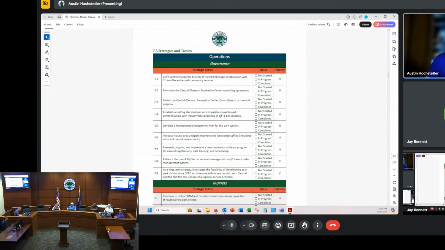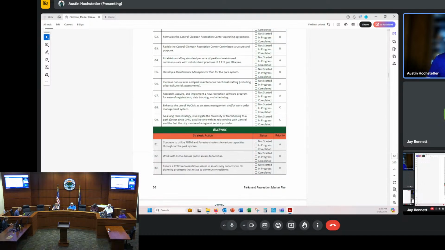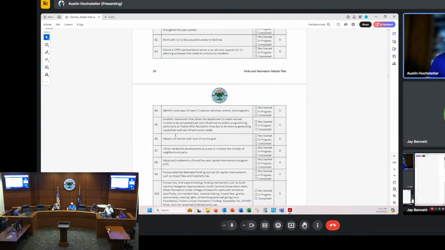So for example, it's a high priority, A, to establish a staffing standard per acre of parkland maintained, to measure it against the industry best practice of 1 FTE per 20 acres. I talked about that earlier in this discussion, about how the department is a little bit light on staffing. Well, here is now an actual goal and a performance measure that we can move towards for staffing purposes. And so governance is broken out this way. Business is broken out this way as well.